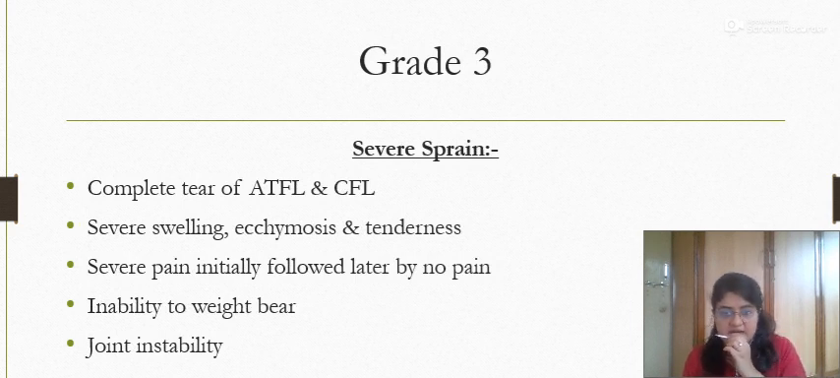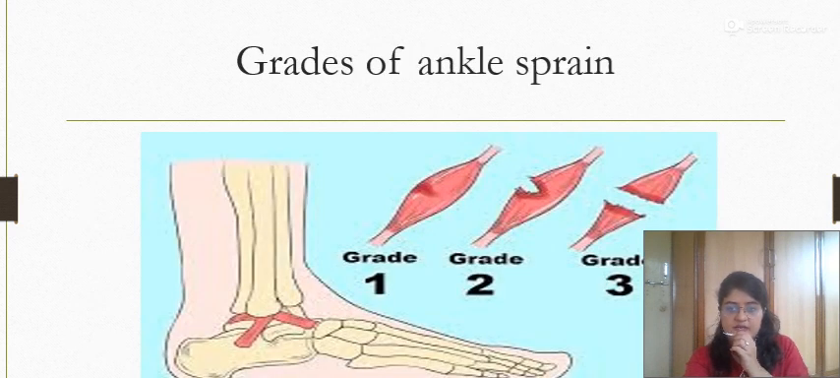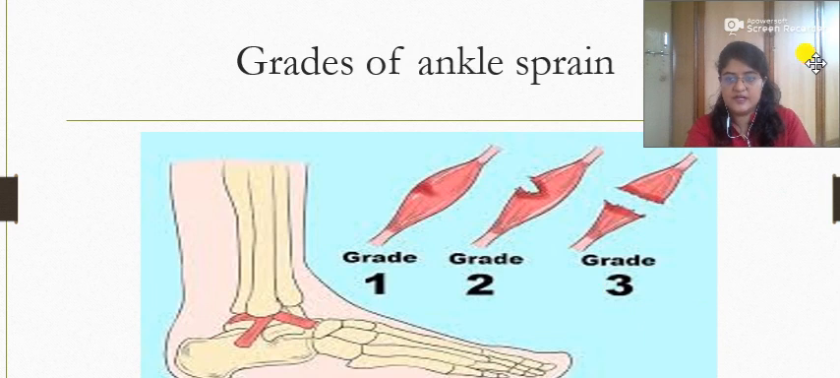Grade 3 is the severe ankle sprain. There is a complete tear of the anterior talofibular and the calcaneofibular ligament. The patient will suffer from severe swelling, ecchymosis and tenderness. There will be pain initially and later on no pain, because even the nerve fibers are affected here. So there is a possibility that the joint will be unstable but the patient will not have any pain, and the patient here is obviously not able to weight bear at all. So this is the picture for grade 1, grade 2 and grade 3 ankle sprain.